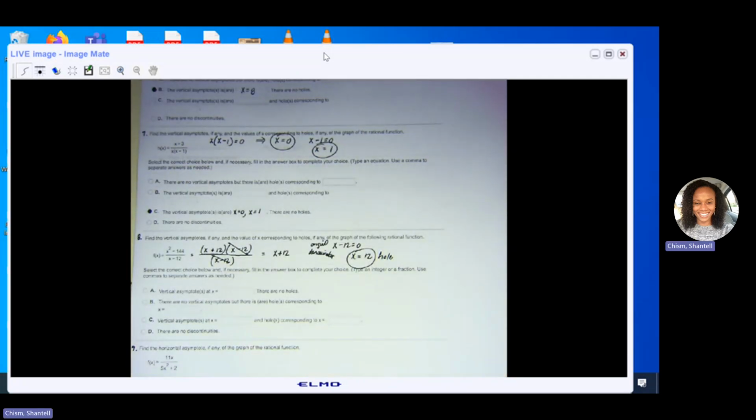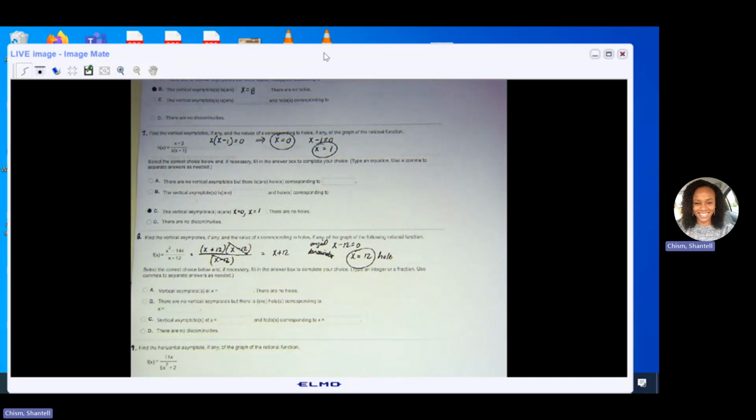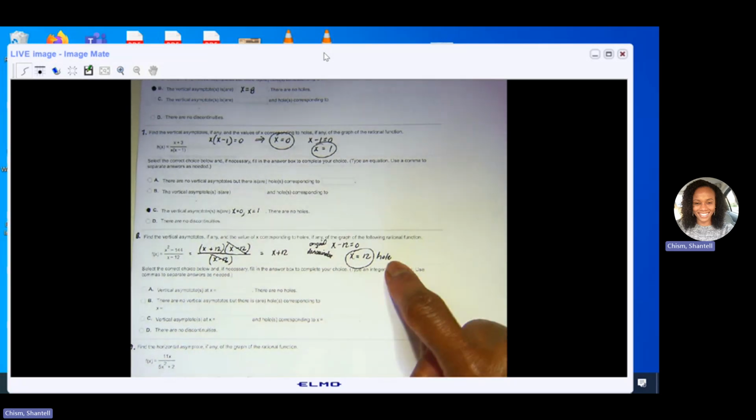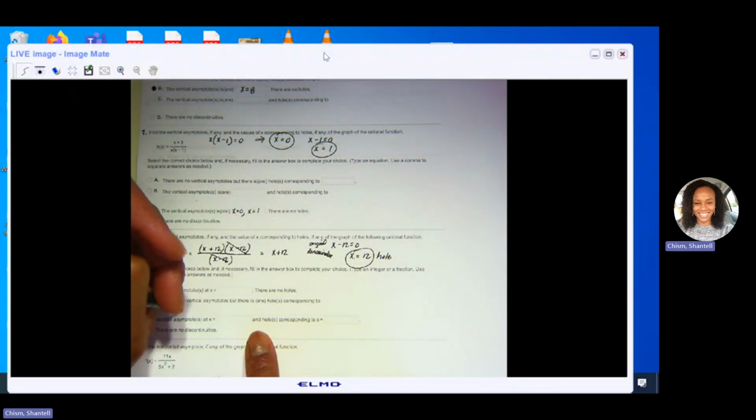So it's basically a removable discontinuity if you think of it like that. A vertical asymptote is a fixed discontinuity, but a hole is basically where the original function had a broken spot or had a discontinuity in it, but it could be removed. Okay, so we express that as a hole. So we have no vertical asymptotes, but there is a hole in the graph corresponding to x equals 12.